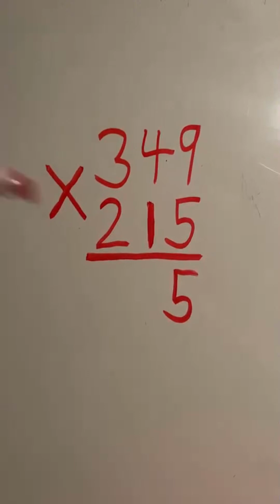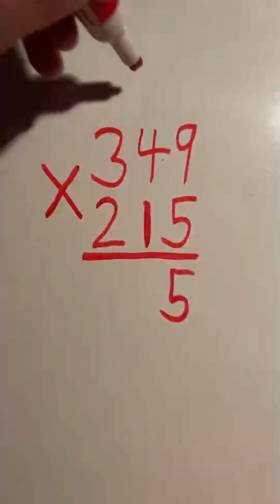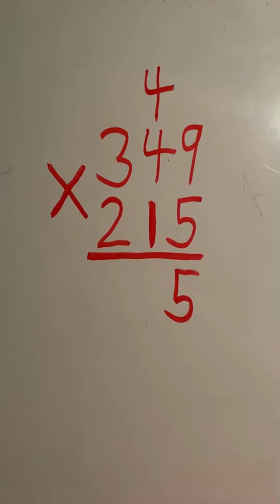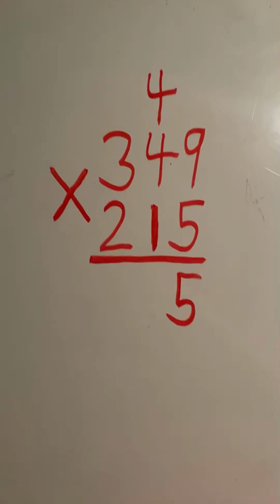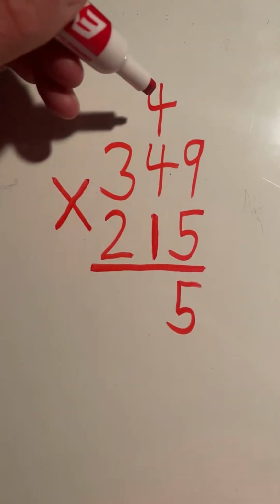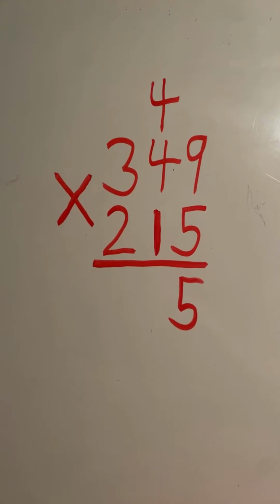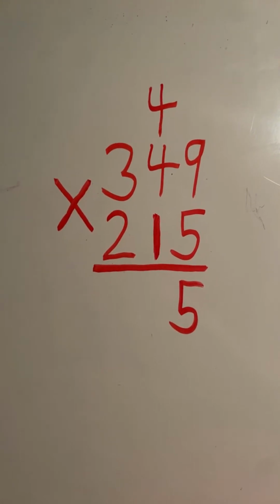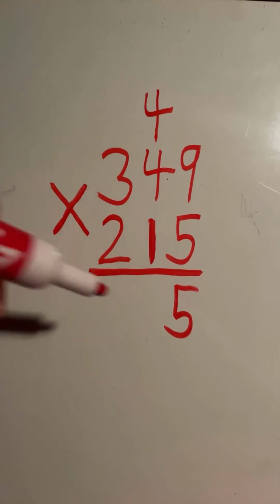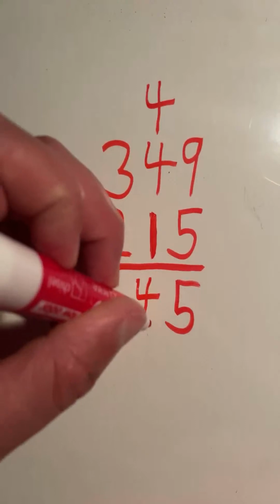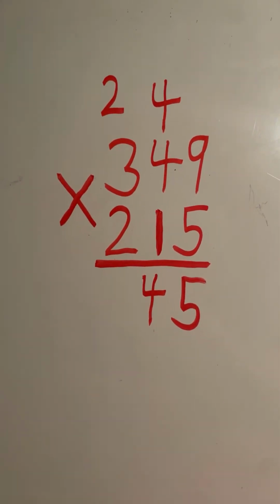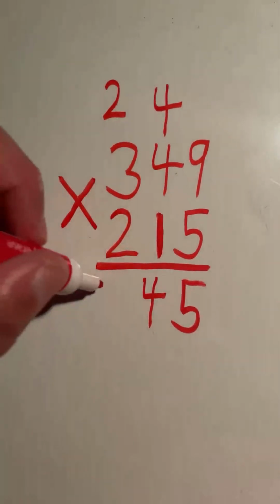So the 5 in 45 goes in the ones place. The 4 gets carried over to the tens place. Four times 5 equals 20, plus 4 equals 24. So again, we need to regroup because, again, our product is more than 10. The 4 in 24 goes in the tens place. The 2 in 24 gets carried over to the hundreds place. 3 times 5 equals 15, plus 2 equals 17.